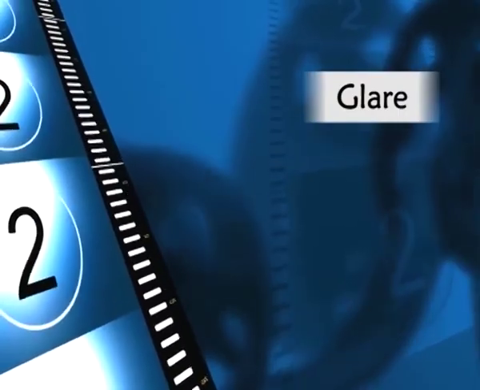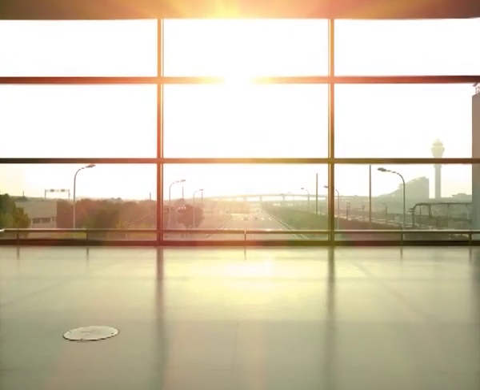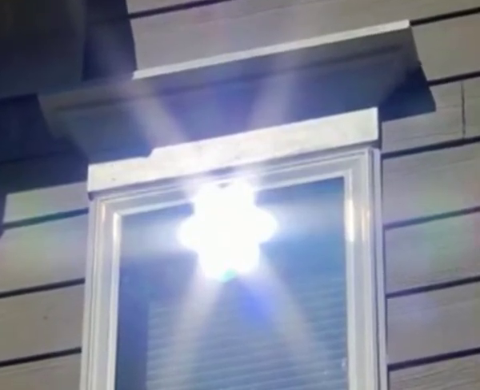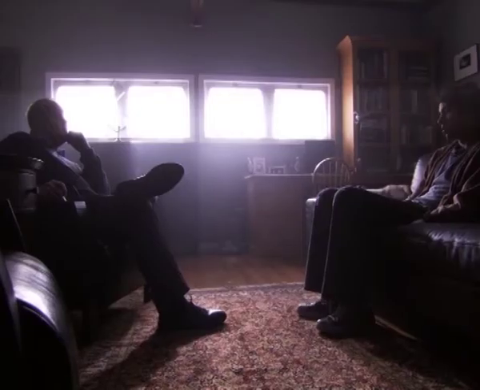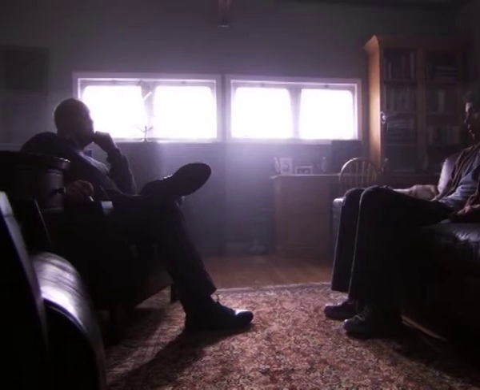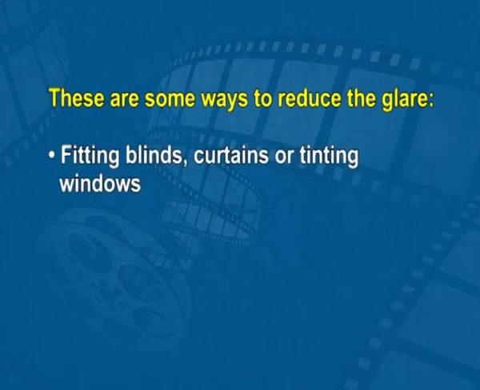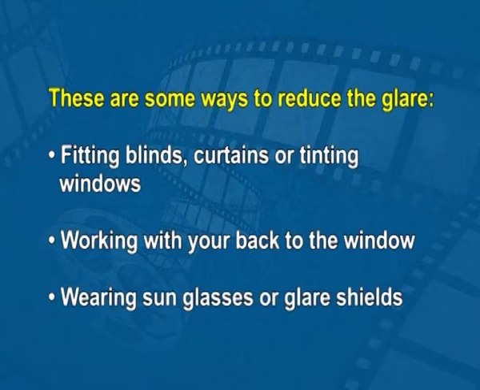Next, we will see glare. Glare is bright light that interferes with vision. Some eye conditions make individuals very sensitive to glare. Glare can be caused by natural light or artificial light and can be a problem both indoors and outdoors. Glare should be reduced whenever it is possible. These are some ways to reduce glare: fitting blinds, curtains or tinting windows, working with your back to the window, wearing sunglasses or glare shields.